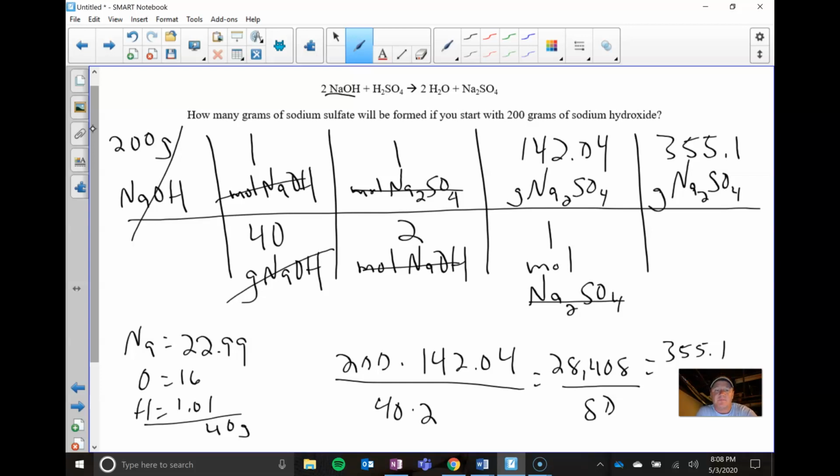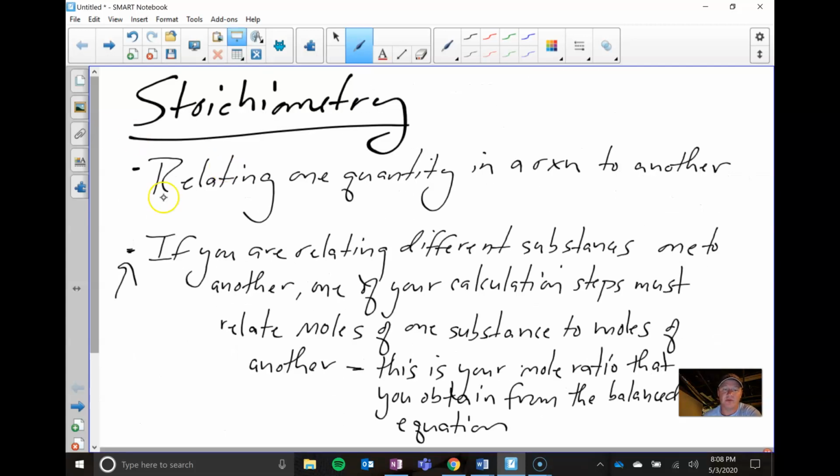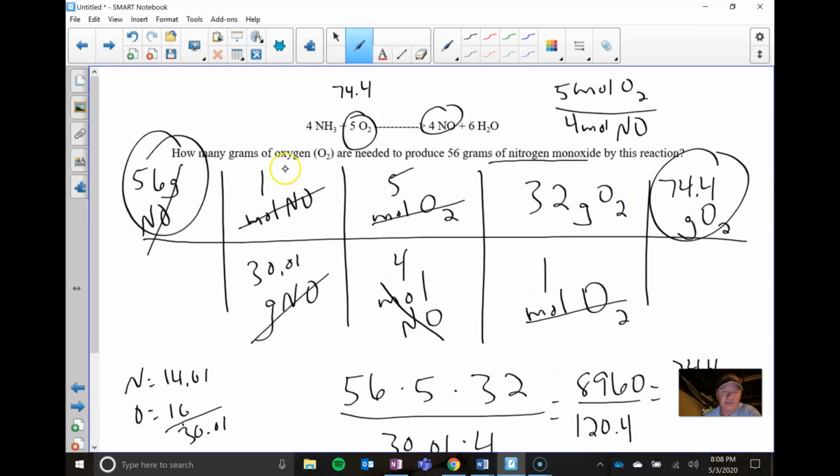I'm assessing your ability to, go back to the very first slide here, to relate one quantity to another. And the way that I do that is seeing that you understand these relationships and how they relate to one substance to another.